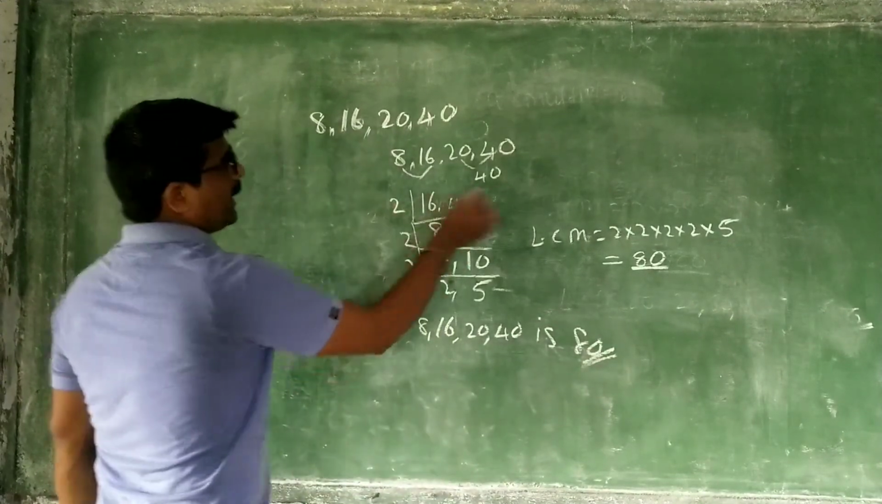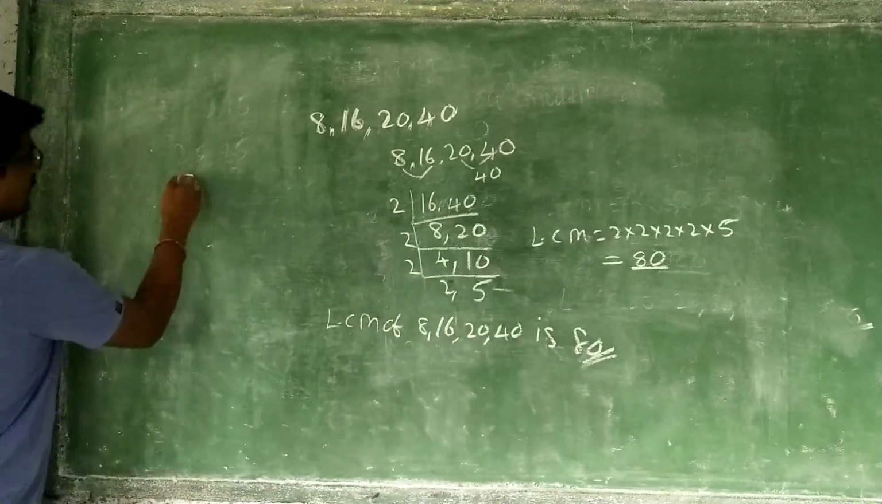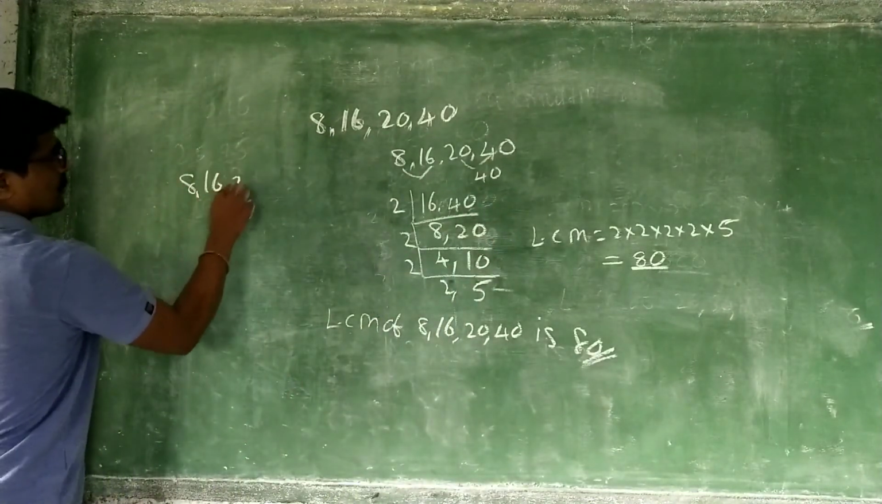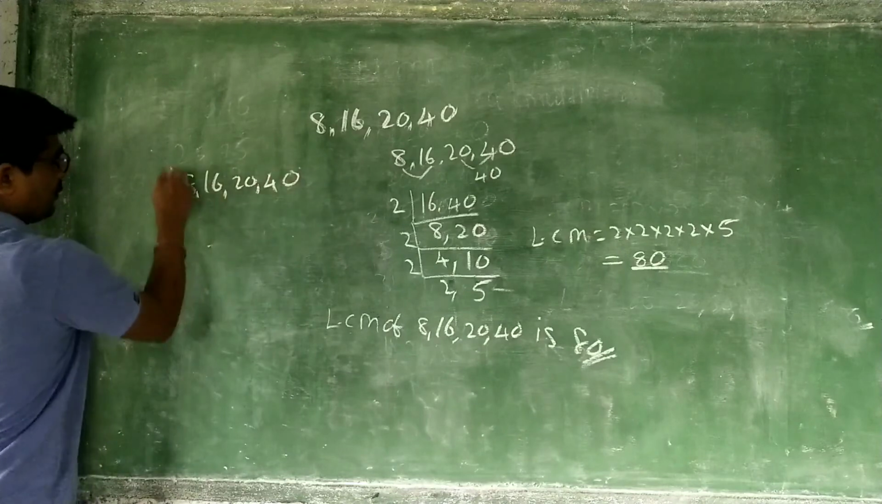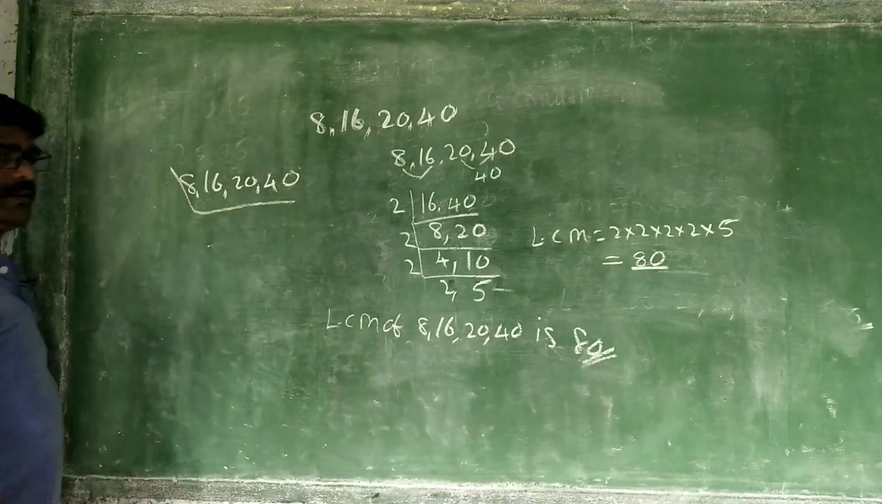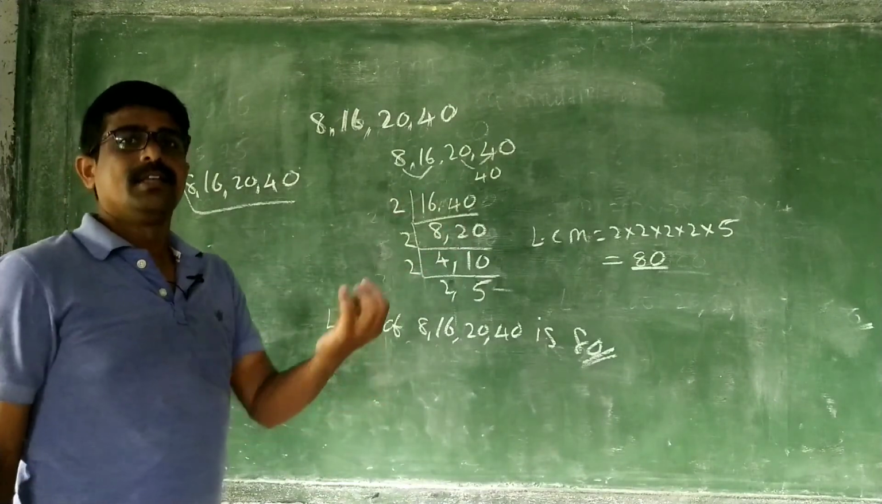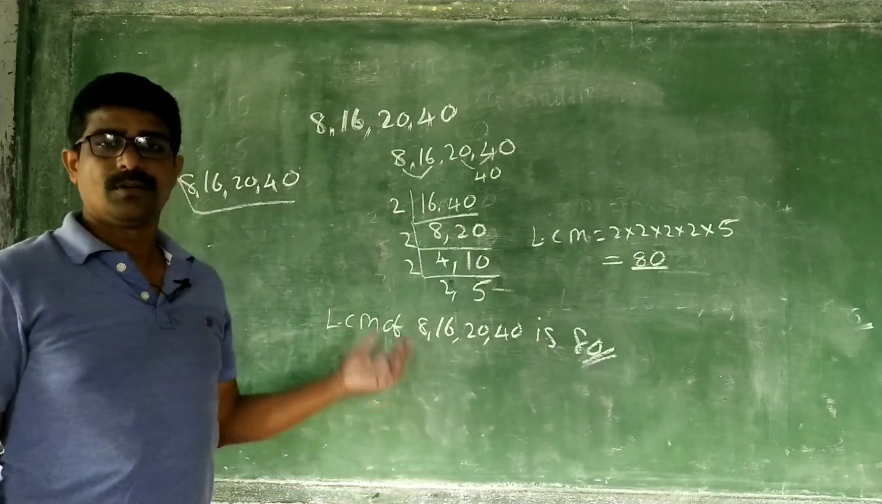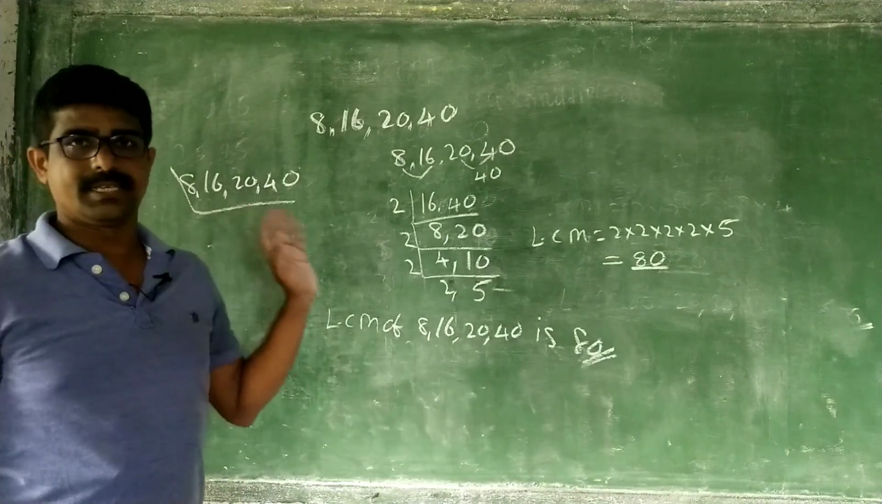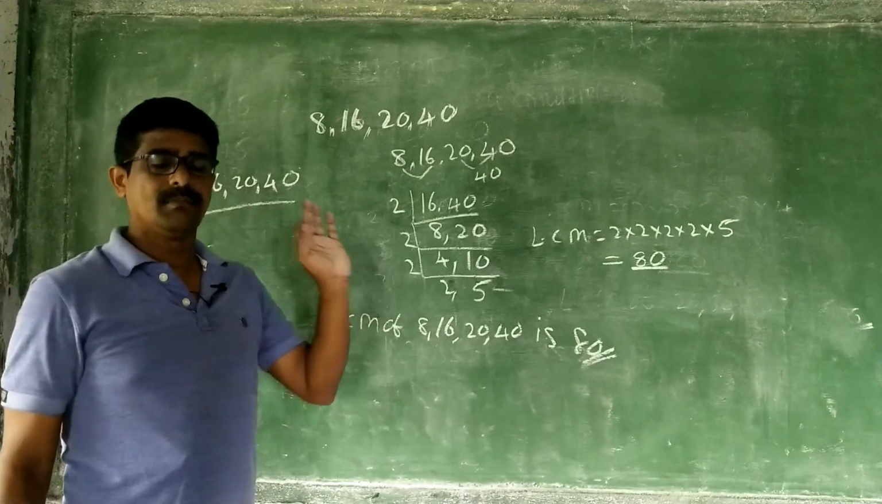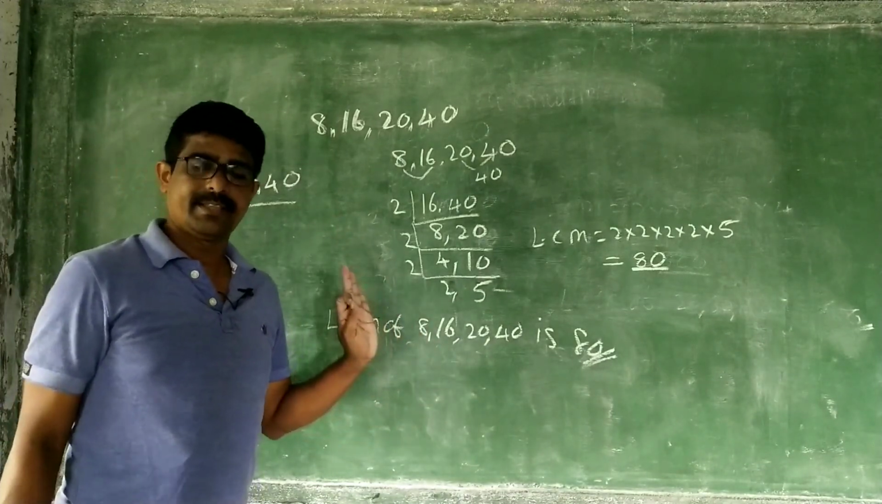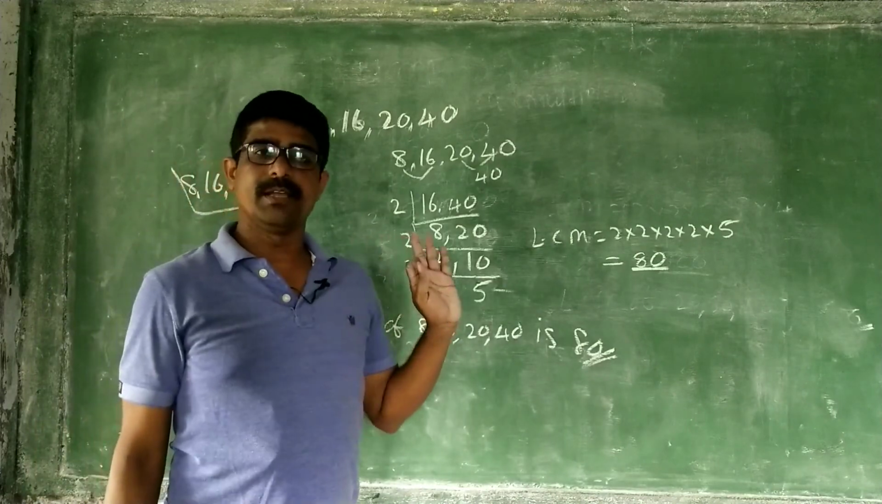Otherwise you can do it like this only: 8, 16, 20, 40, with the same division factorization method, and you get the same value. This is just a simpler way to solve. Okay, this is for LCM, least common multiple. Okay, thank you students, thank you for watching my video.